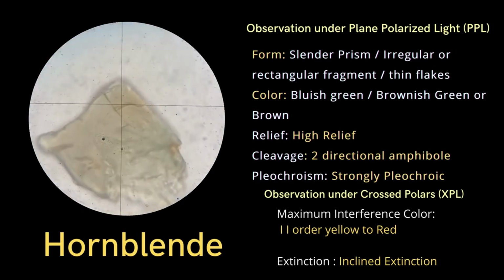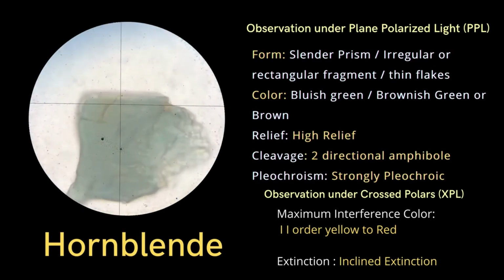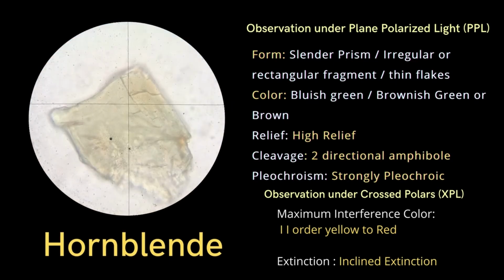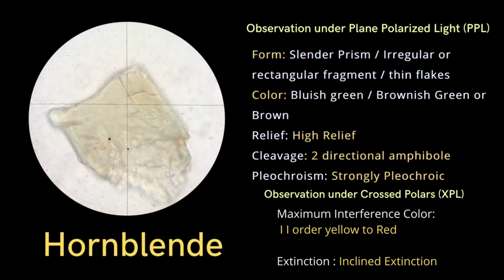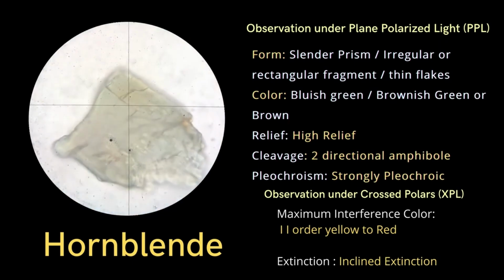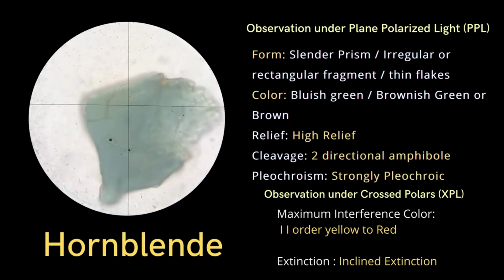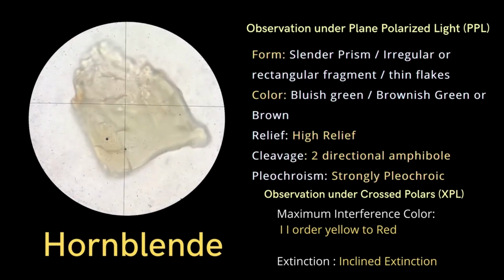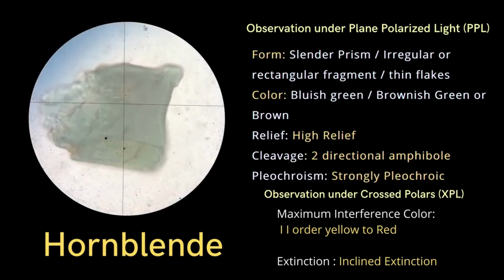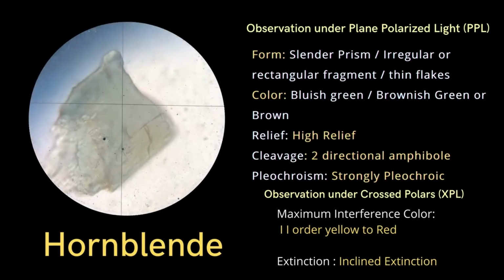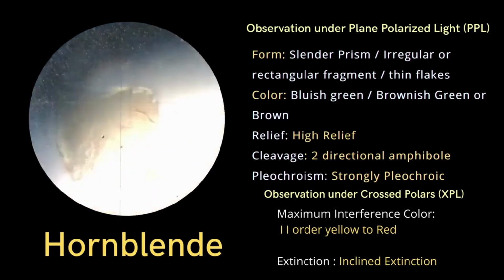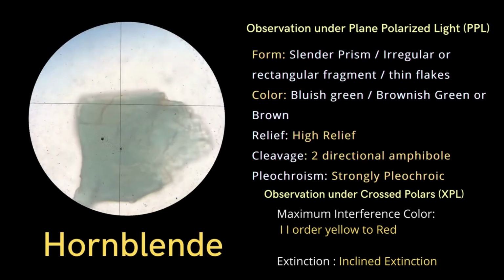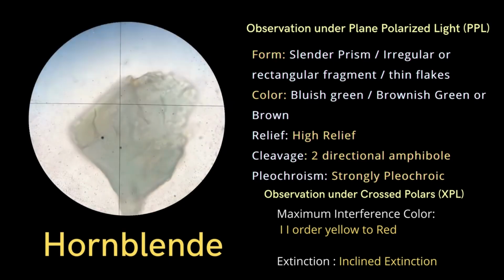Its color varies widely. You might see it in bluish green, brownish green, or even brown tones depending on the composition and orientation. It has a high relief, meaning it stands out distinctly from the mounting medium. The cleavage is one of the most defining features, showing two-directional amphibole cleavage. Hornblende is also strongly pleochroic, which means you will see different color as you rotate the stage.